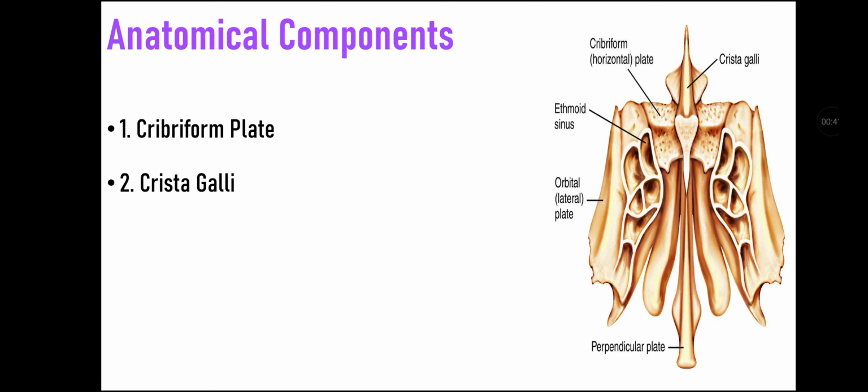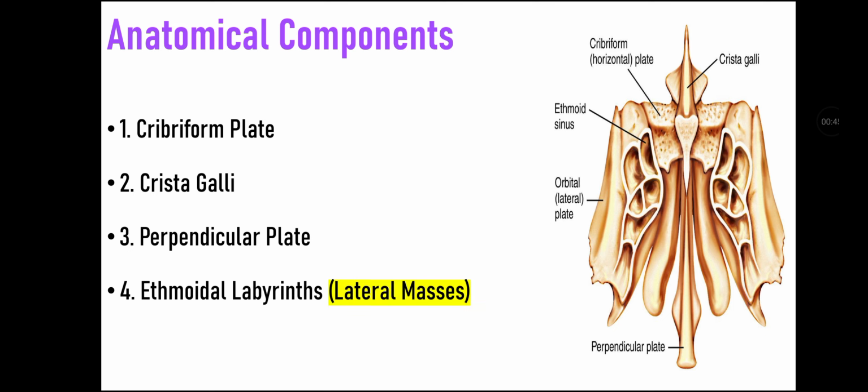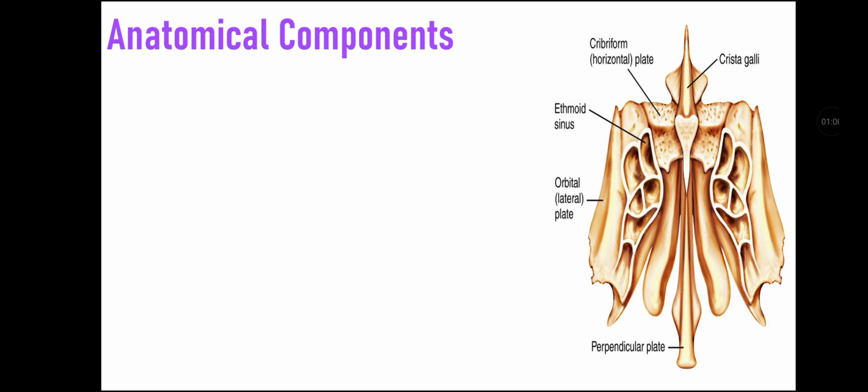The second is crista galli. The third part is perpendicular plate, and fourth part is ethmoidal labyrinth that are also called as lateral masses. And next is superior and middle nasal conchae that are also part of ethmoid bone. So these five are the parts of ethmoid bone as you can see here in the diagram. So let's talk about them one by one.